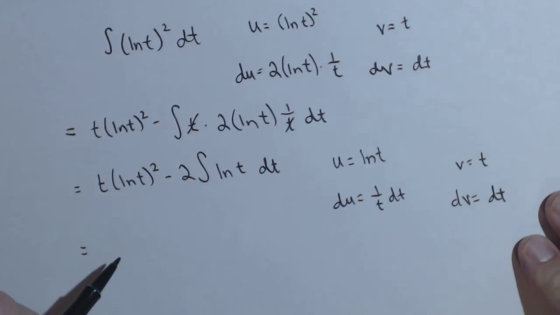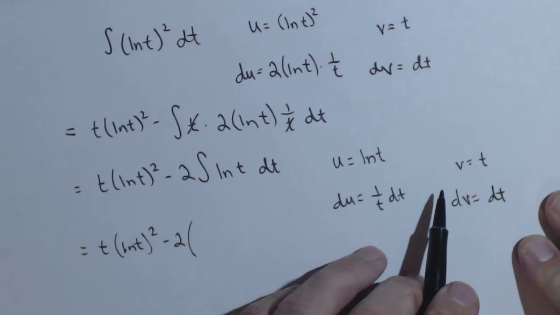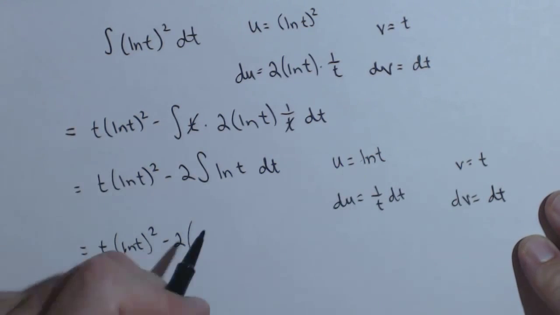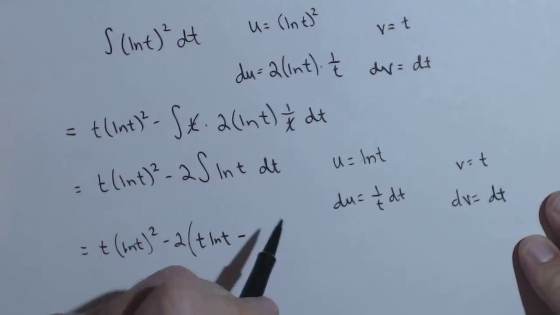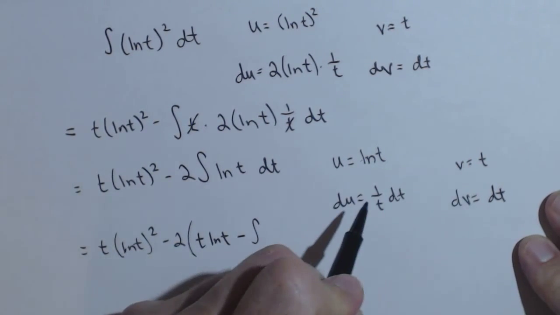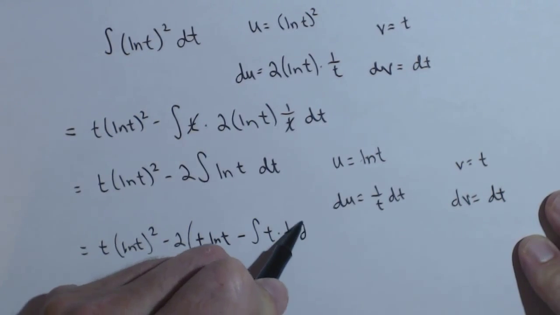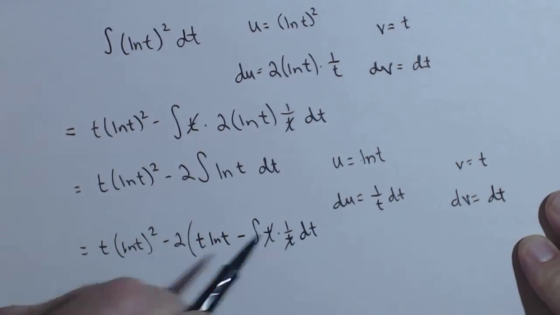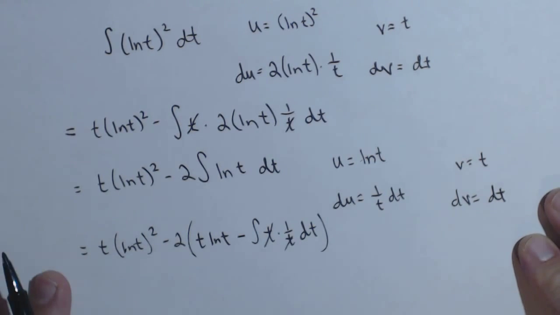So let's put that in here. T ln of t squared, you need good bookkeeping here, that minus 2, I would use parentheses here, and then put in my integration by parts. So t ln of t minus the integral of v du. So t times 1 over t dt, well, look what happens. Those cancel, and this actually just becomes the antiderivative of 1.